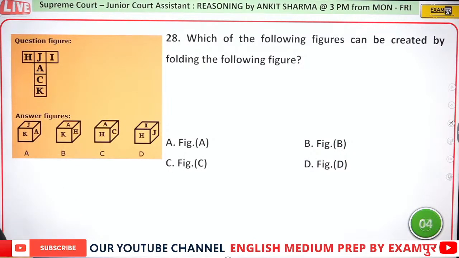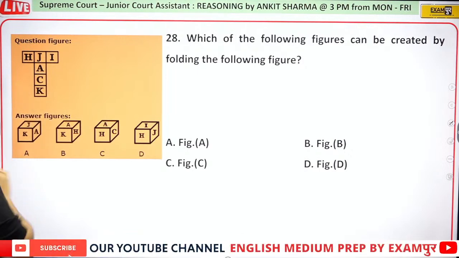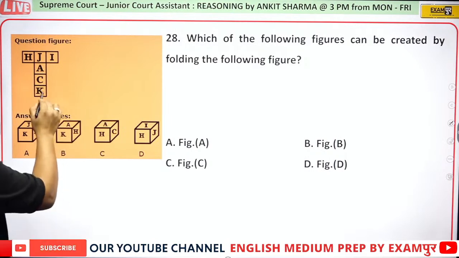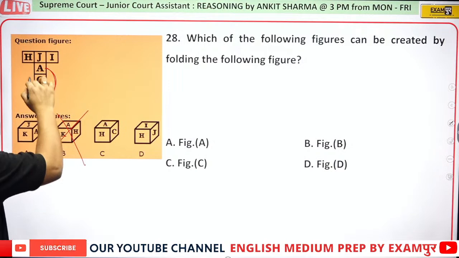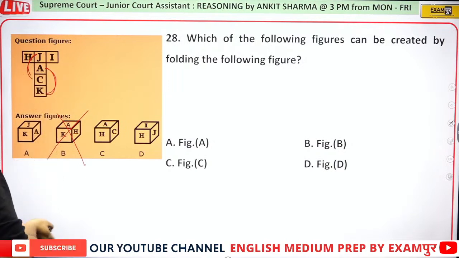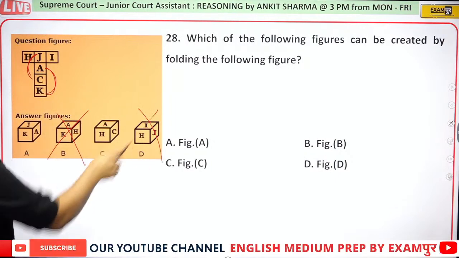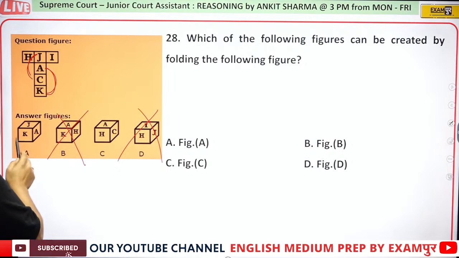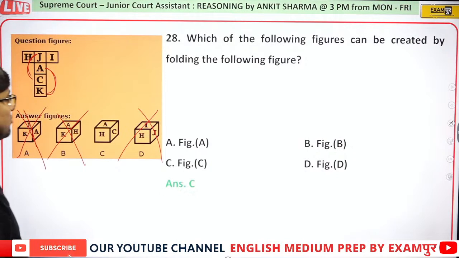See, my dear students, please understand. A and K, see here, K and A are at a gap of 1, so obviously they cannot be seen together. C and J are at a gap of 1, so obviously they cannot be seen. And H and I are at a gap of 1, so even they cannot be seen. Here A and K are also present, so it cannot be that. Answer is option number C.